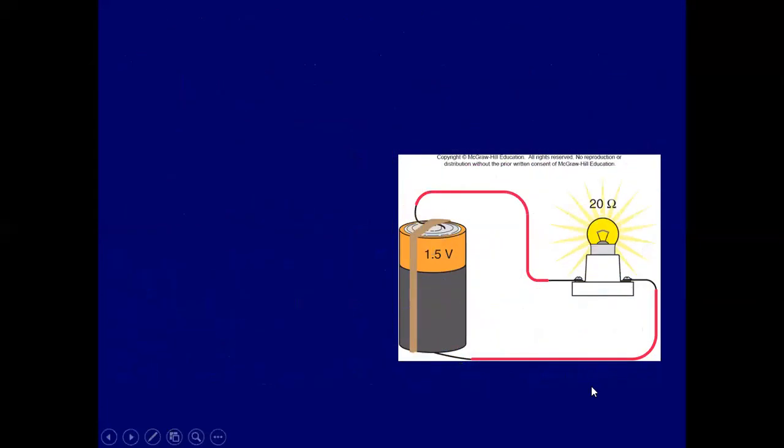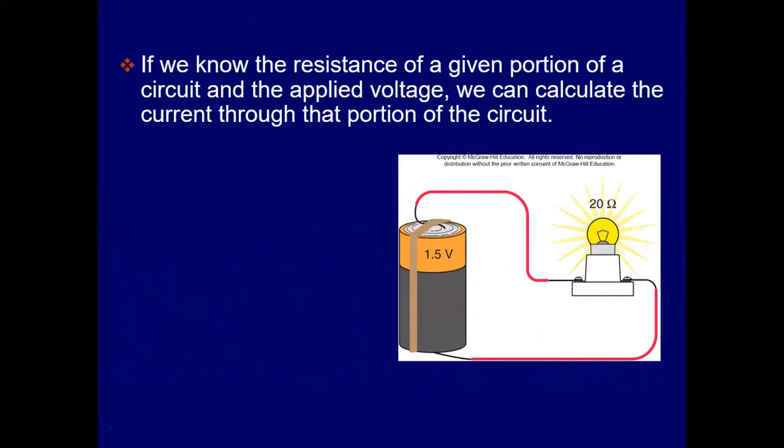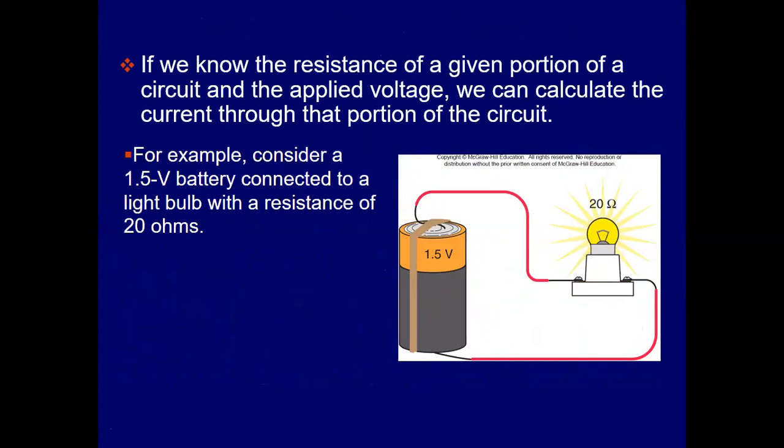Right. Now let's try this problem here. If we know the resistance of a given portion of a circuit and the applied voltage, then we should be able to calculate the current going through the circuit. Right? So here's an example. We have a 1.5 volt battery connected to a 20 ohm resistance of a light bulb.